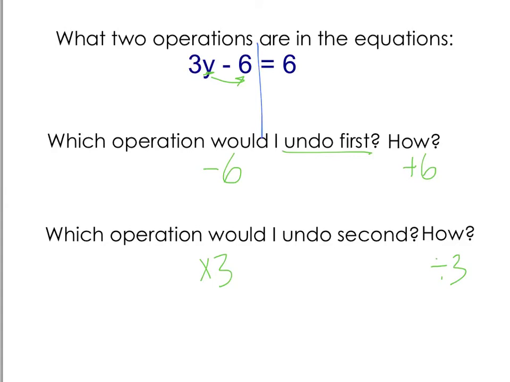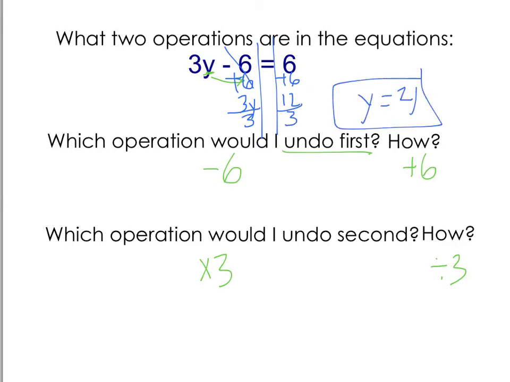So here we go. I'm going to add 6 to both sides. I get 12 on the right. On the left, I have 3y. Next, I'm going to divide by 3 on both sides, and I have y is equal to 4. Check it. 3 times 4 is 12. 12 minus 6 is 6, and that is correct.